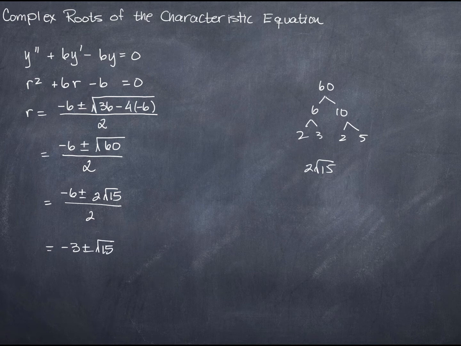Not integers. But I do have two solutions here. I have two solutions to the characteristic equation. So I'm going to have two solutions to my differential equation, two fundamental solutions. I have e to the power of negative 3 plus the square root of 15 and e to the power of negative 3 minus the square root of 15. And those are my fundamental solutions.